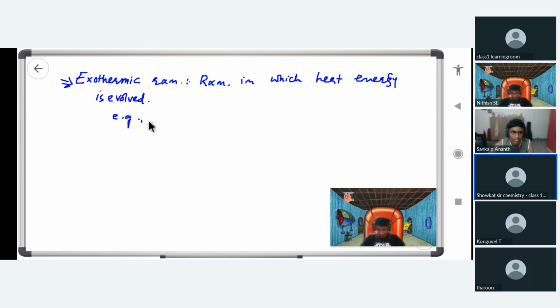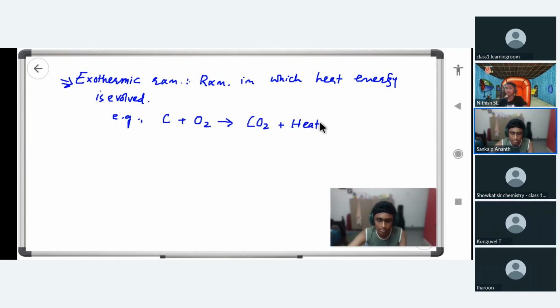For example, if we have carbon and I burn it in the presence of oxygen, what will be the product? Carbon dioxide. Exactly. So will there be only carbon dioxide or will there be any heat evolved? Heat. Exactly. Heat and light energy are evolved here. So that means this reaction is your exothermic reaction, isn't it? Yes, sir. Any doubt here? No, sir.